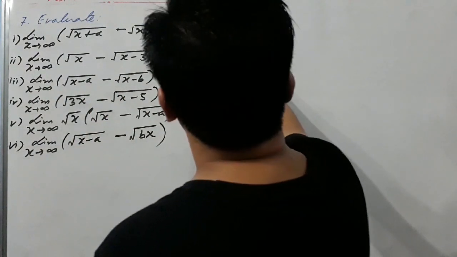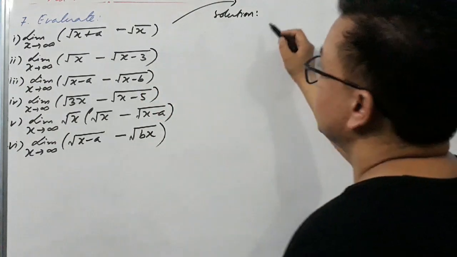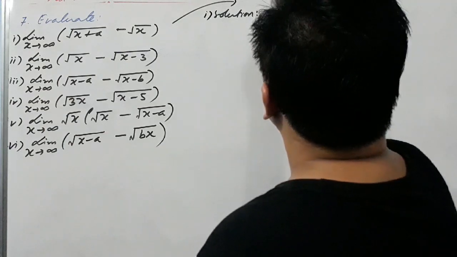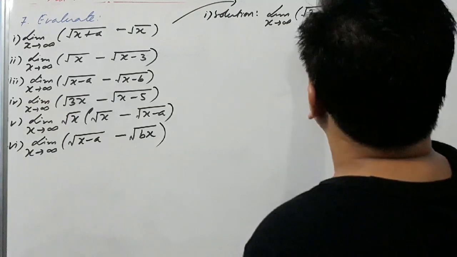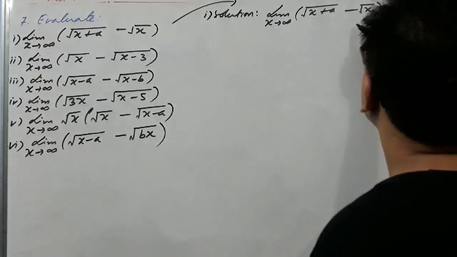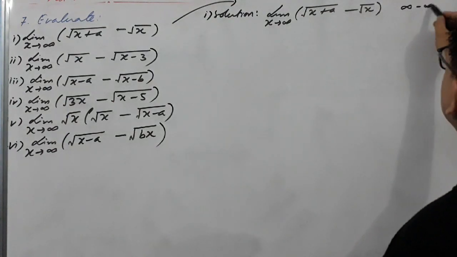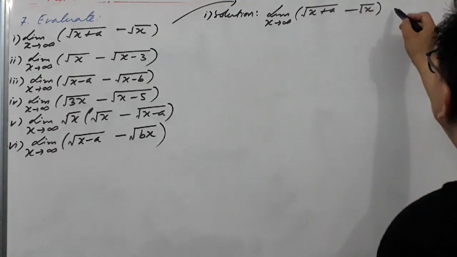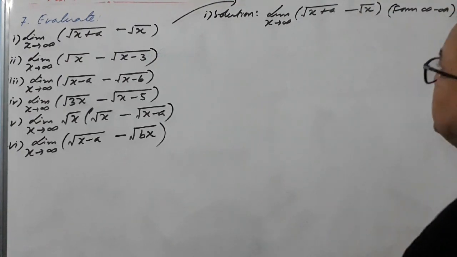Based on limit, solution: limit as x tends to infinity of root x plus a minus root x. If you see this one, you will get infinity minus infinity form. Alright, so this one is in infinity minus infinity form, right?